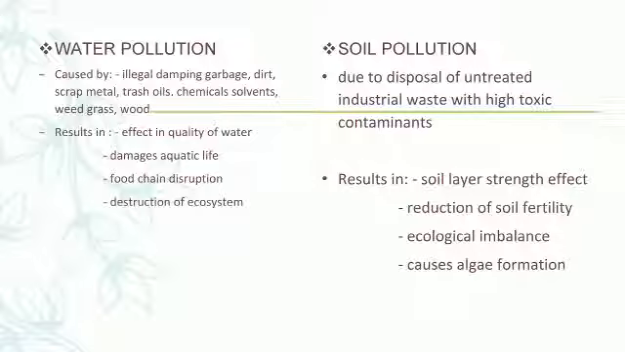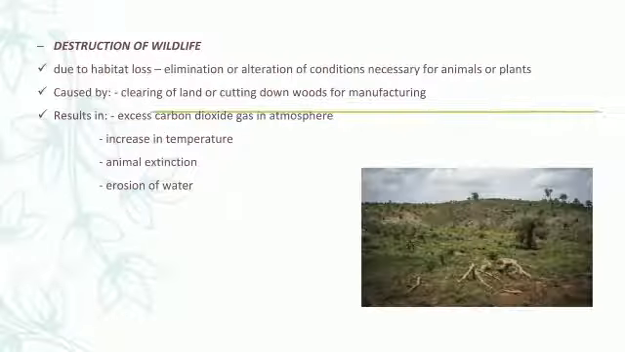Next, we are going into soil pollution. Soil pollution occurs due to disposal of untreated industrial waste with highly toxic contaminants. Soil pollution results in an effect on soil layer strength, reduction of soil fertility, ecological imbalance, and this also causes algae formation.